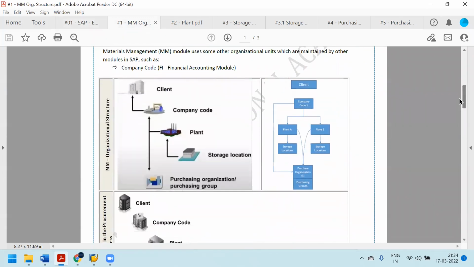So can you see here, this is the MM organizational structure. Where we know client, right? And what is the client which we are using for our training purpose, Atif?